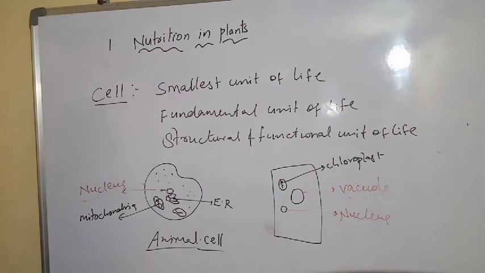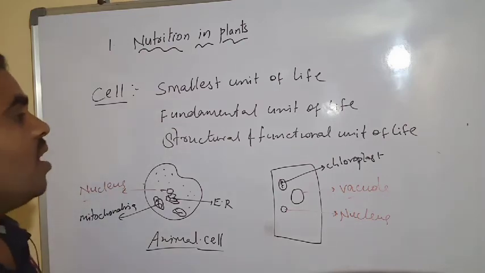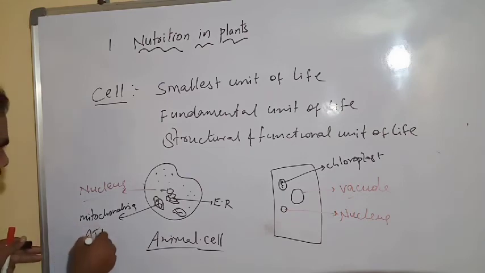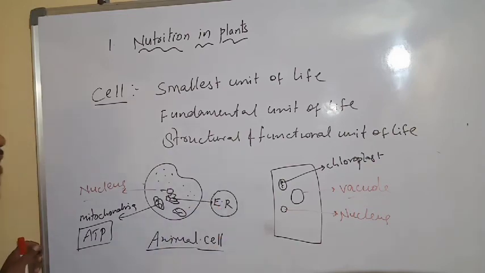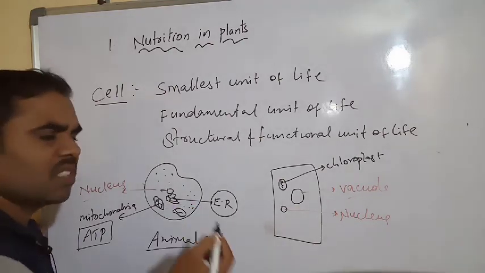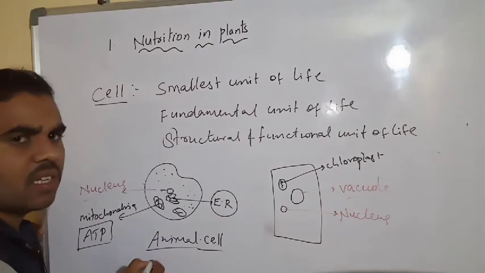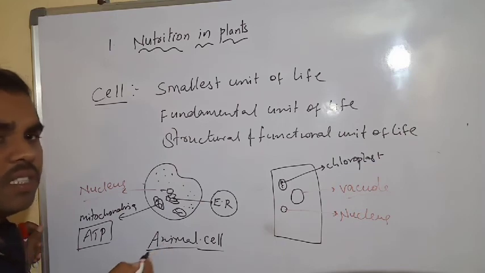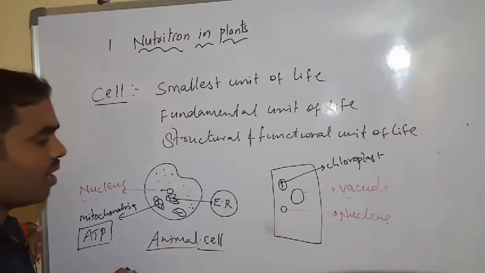So many organelles are helping our cell. The cell prepares food substances. Mitochondria produce energy, ATP, adenosine triphosphate. Endoplasmic reticulum synthesizes proteins. Ribosomes also synthesize proteins. Golgi apparatus dispatches whatever is prepared from one cell to another cell.